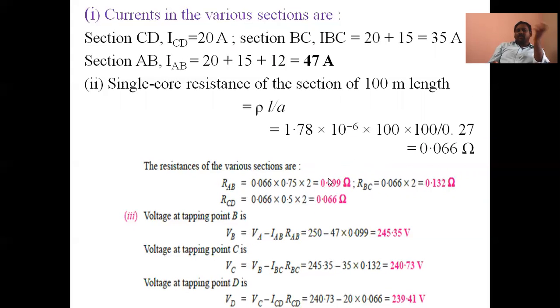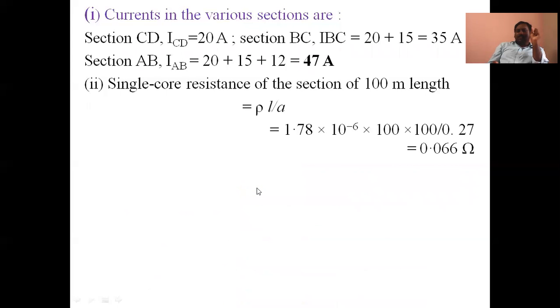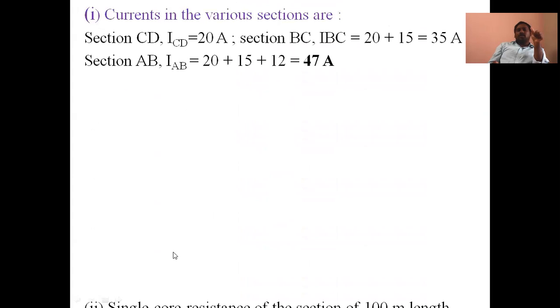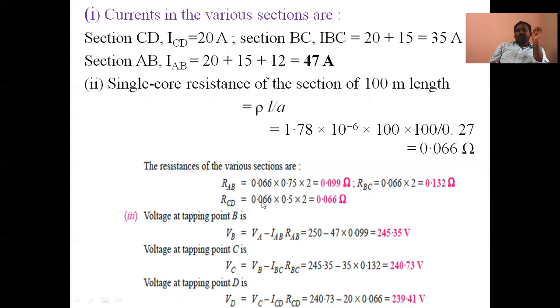And the resistances of various sections. RAB means first the resistance per unit length, which is R by 70. So we can calculate that: 0.066 into 70, because each 100 meters is 0.066, into 2. Into 2 means this is for one conductor, and we require two conductors. That's why it is into 2. Like this RBC, RCD.